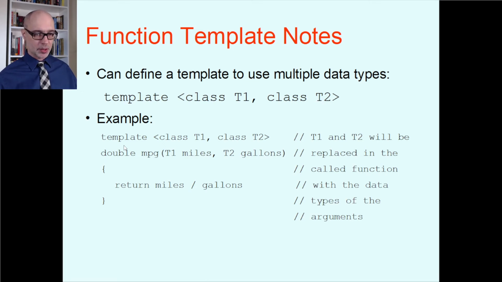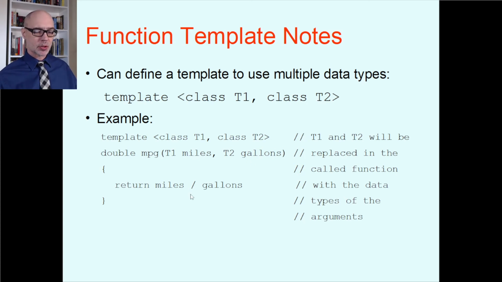So you have a template here, again, part of the prototype. You've got a class called T1. You've got a class of type T2, whatever that is. This here is a function called MPG, presumably to compute miles per gallon of gas usage, I guess. And so the miles will have its own type called T1. The incoming gallons parameter will possibly have a different type, T2. They could be the same, they could be different.